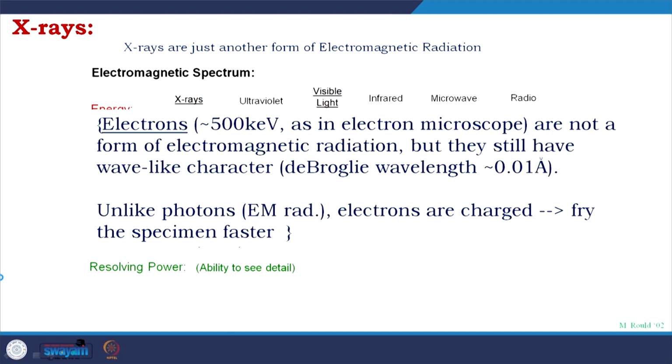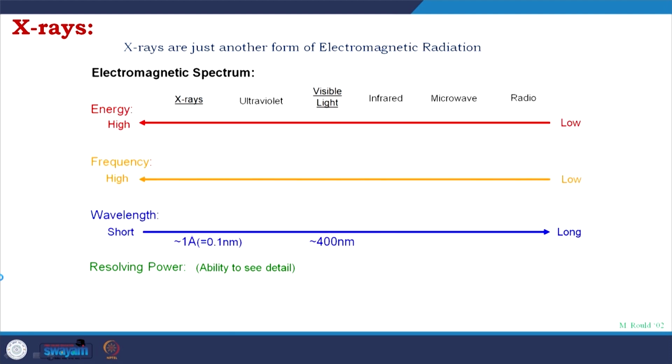3 angstroms. So, electrons, as in electron microscope, are not a form of electromagnetic radiation, but they still have wave-like character, which is needed for this. And in de Broglie, if you see, the wavelength is 0.1 angstrom. Unlike photons, electrons are charged, so they fry the specimen faster. So, the two things you are going to look at here: the energy for X-ray is high and X-ray could damage the protein. So, these are two negative points, disadvantages of this technique, which we are going to discuss later.